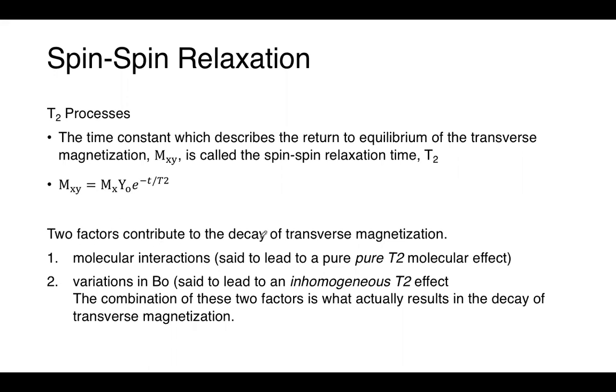Two factors contribute to the decay of the transverse magnetization. There are molecular interactions, which lead to a pure T2 molecular effect, and there are variations in the applied magnetic field, B0, which lead to an inhomogeneous T2 effect. The combination of these two factors is what actually results in the decay of transverse magnetization. So molecular interactions are interactions of the species with something else in the sample, and variations in the applied magnetic field occur because maybe it's not totally constant all of the time.